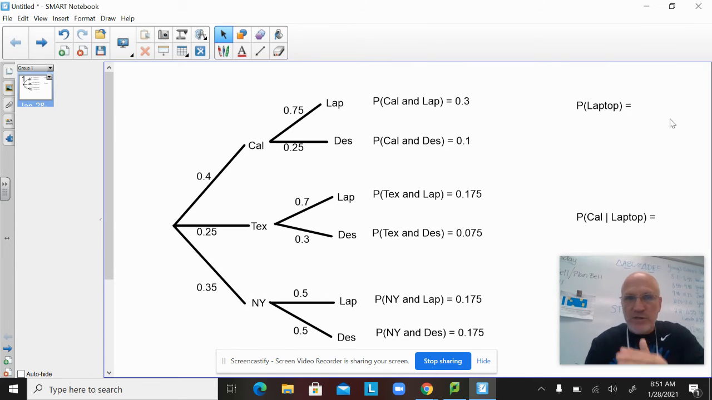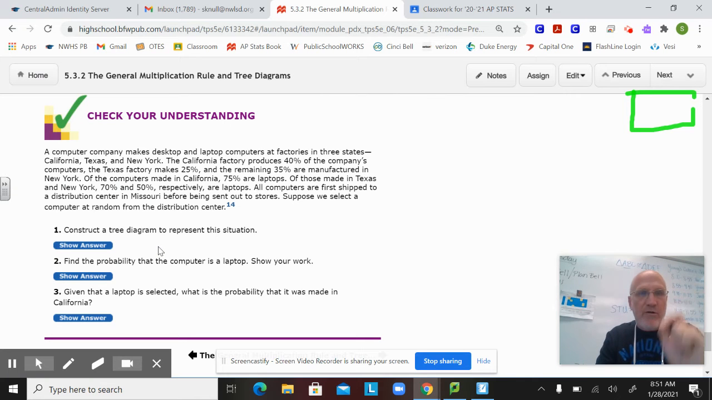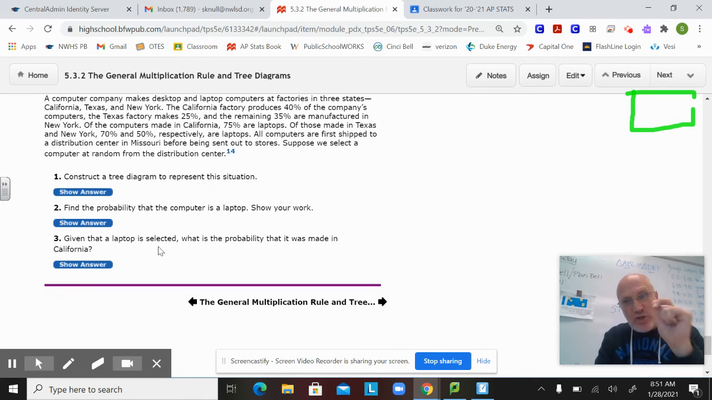So I just multiply probabilities. Those 6 probabilities down on the right do in fact add up to 1. That should make sense that they add up to 1. So part A in this exercise just said to construct a tree diagram. But questions 2 and 3 ask actual probability questions.